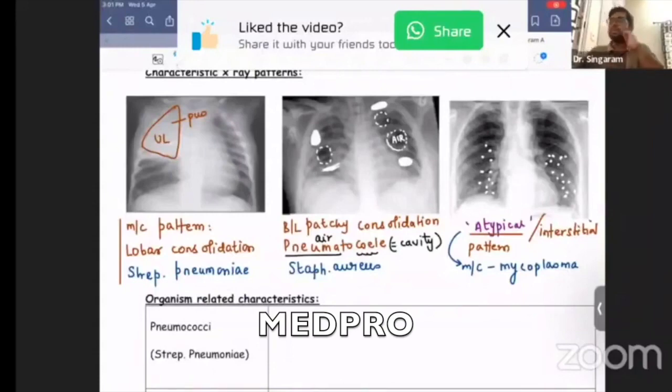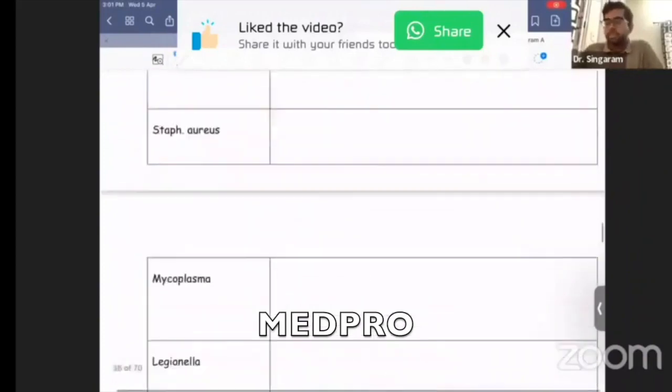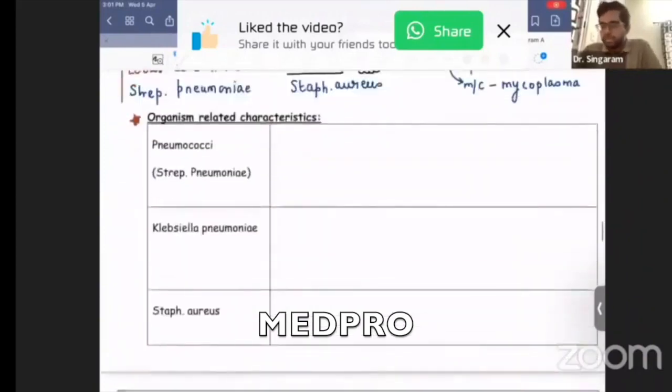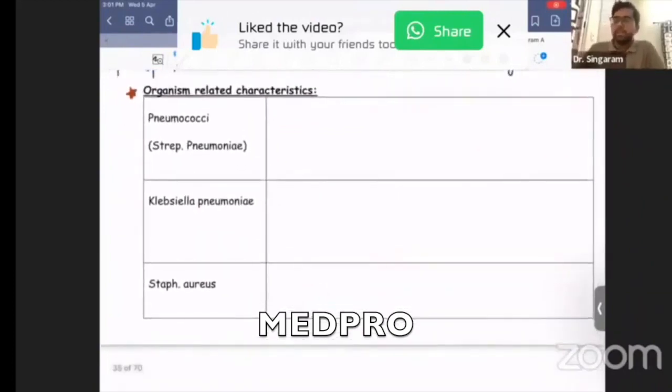This is important. Now the next thing I'm going to put up is something very important. What is that? The characteristics of some individual organisms. Can you see some organisms I have selected? Streptococcus, Staphylococcus, Klebsiella. On the next page you can see Mycoplasma, Legionella and others. I am going to tell you a few important things particular to those organisms. Why I want you to know this is because this is the latest pattern of question, where they're asking not only about pneumonia but about the specific organism causing pneumonia, by giving these characteristics.